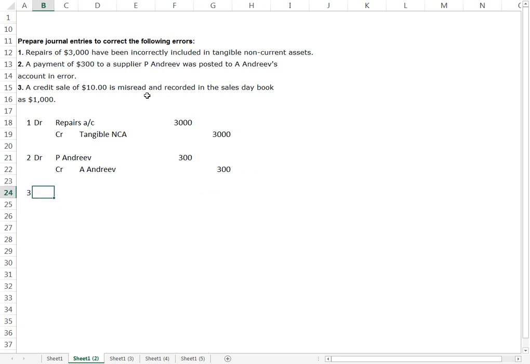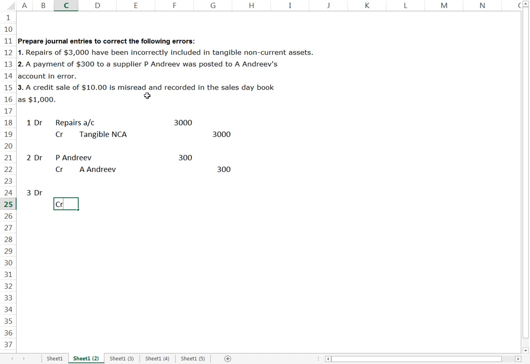a credit sale of $10 is misread and recorded in the sales day book as $1,000. Well, that is nice. Some people will pray for that. Now, of course, that is an original entry error. So from that error, we're going to make postings to the sales account and to the receivables account, and both of them will have the erroneous figure. So if we're going to correct, we need to correct both those accounts.